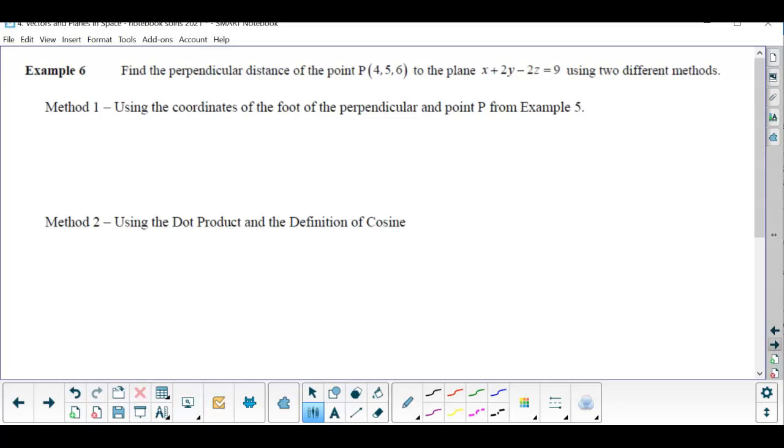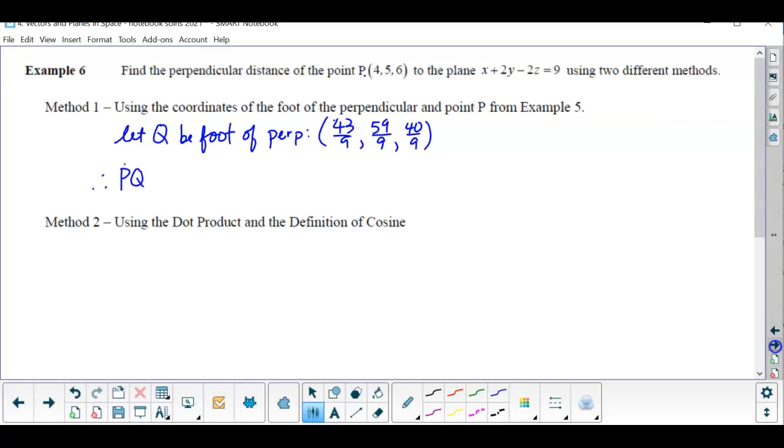So actually, we call P the other point. So in any case, this is called P here. So we want to find, so let Q be the foot of the perpendicular. So different from the diagram. So that is 43/9, 59/9, 40/9. Okay, so therefore, PQ is that vector.